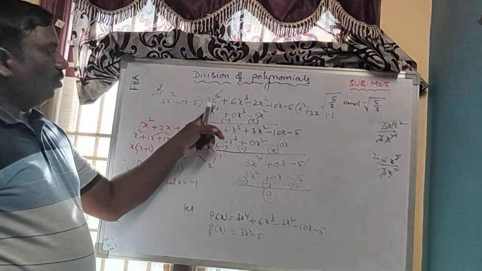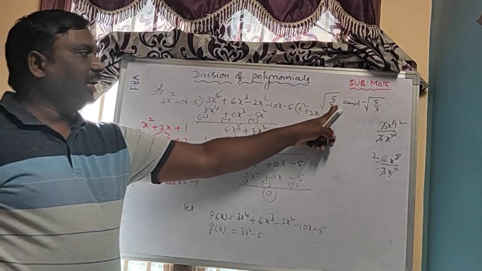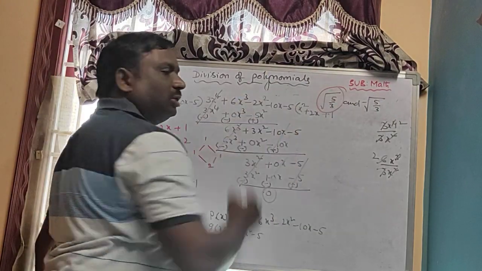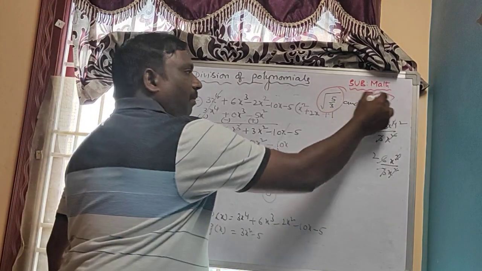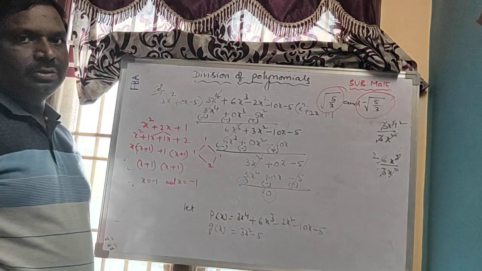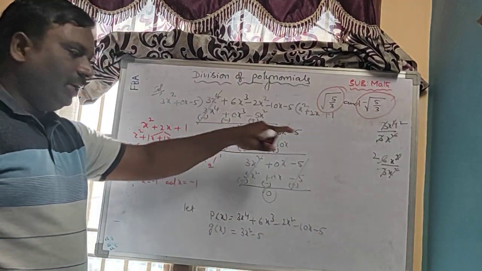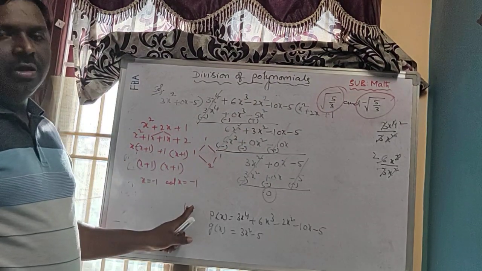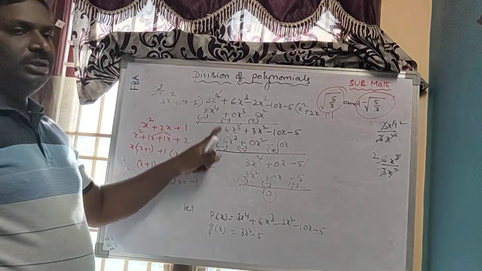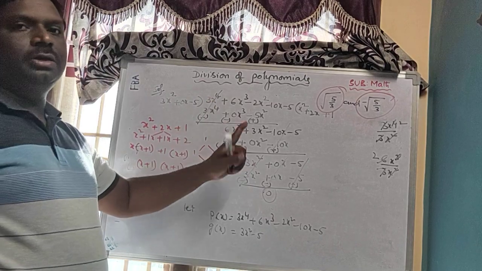So for this biquadratic polynomial, already they gave two zeros. That is square root of 5 by 3 and minus square root of 5 by 3. Those are the two zeros, and the remaining two zeros are minus 1 and minus 1. By using this method, we can find the remaining two zeros.